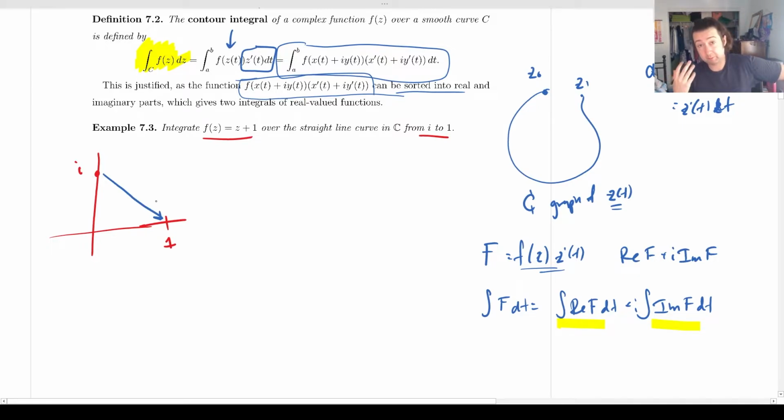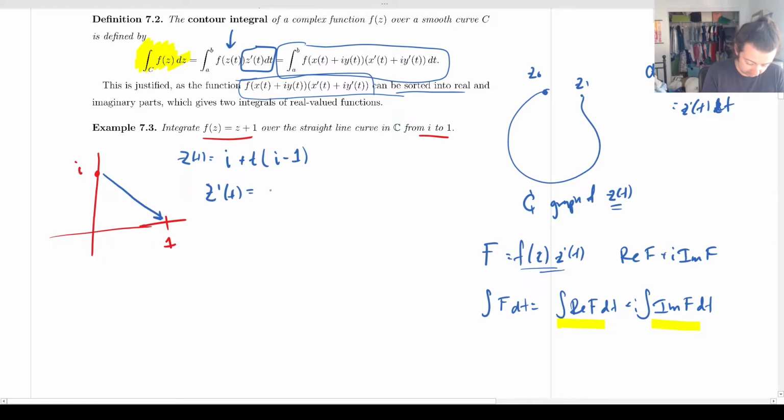And so I need to come up with a parametrization of that. Here's where it's useful to remember the convex combination approach for straight line paths. So we should write down z of t equal to our starting point, which is i, plus t times our end point minus our starting point, so 1 minus i. And then it's going to be useful to know z prime, because we're going to use that in the formula. So z prime of t is going to be equal to just 1 minus i.